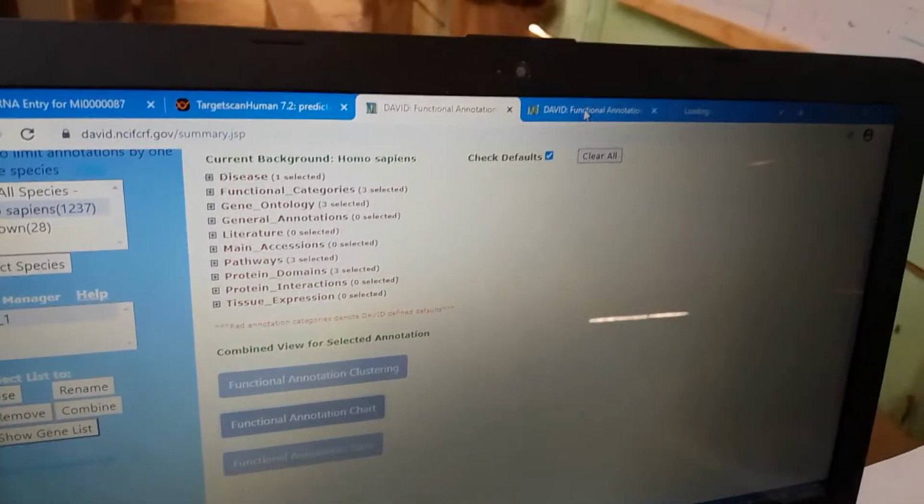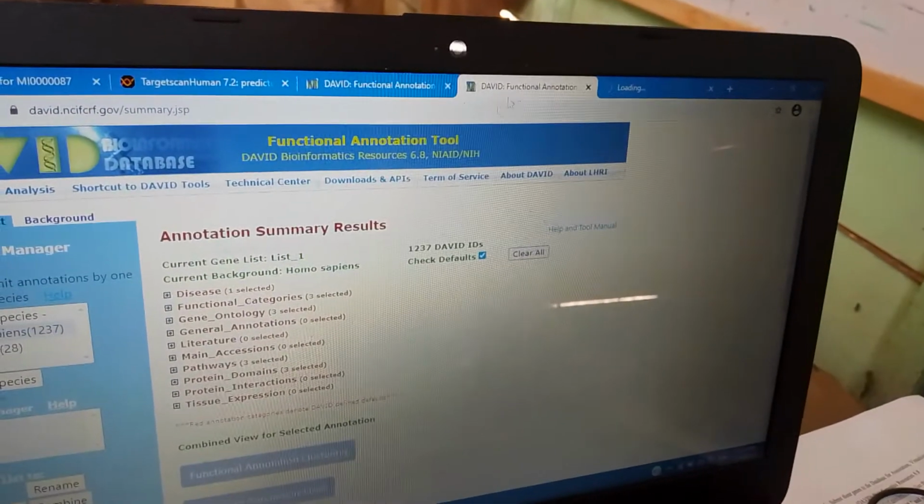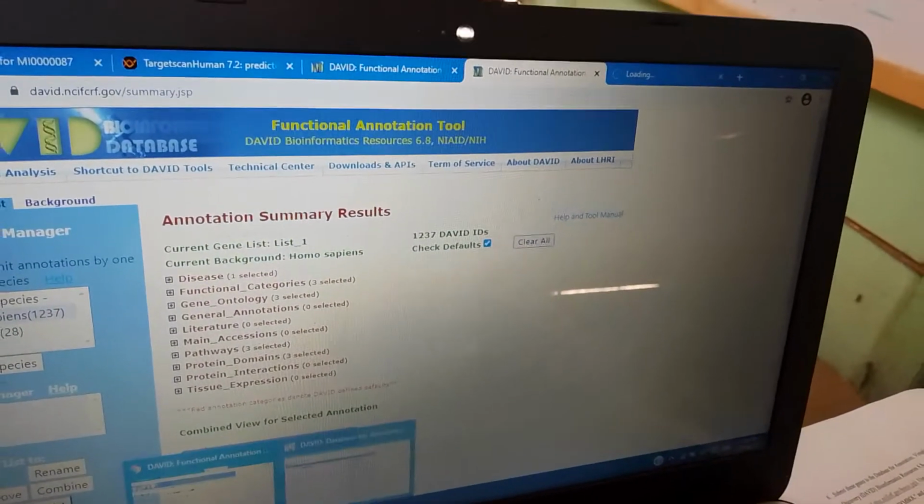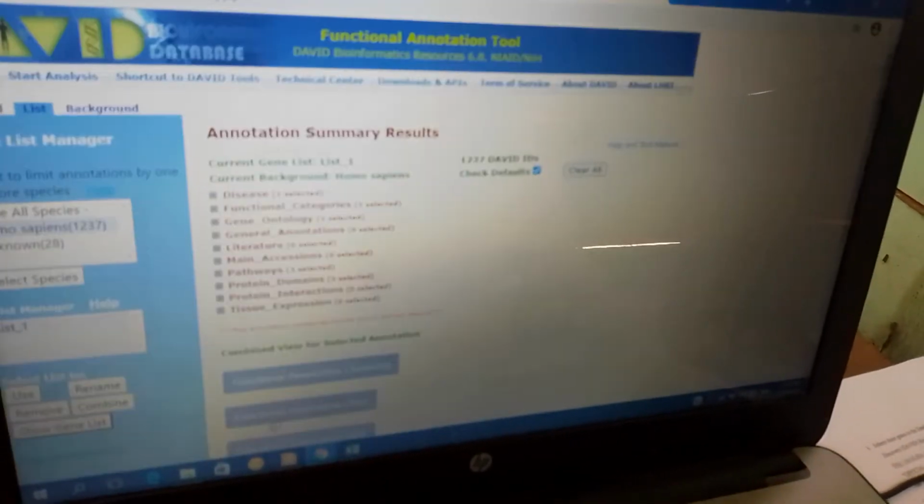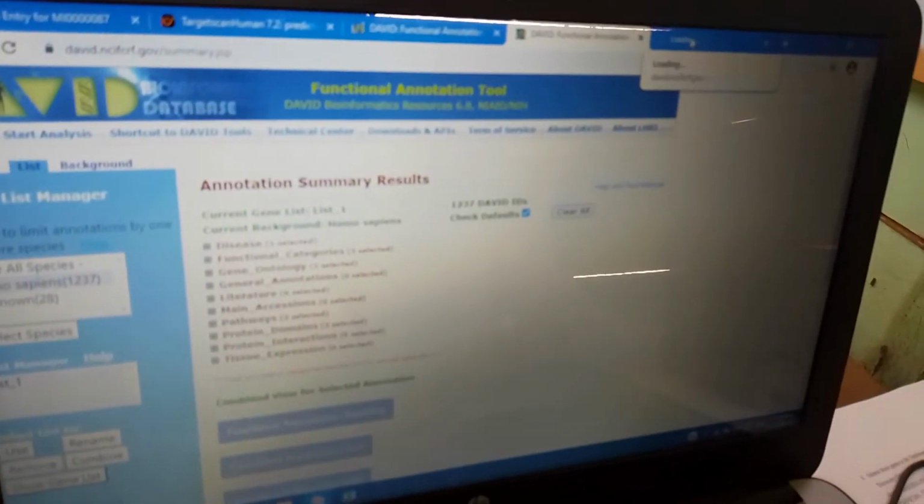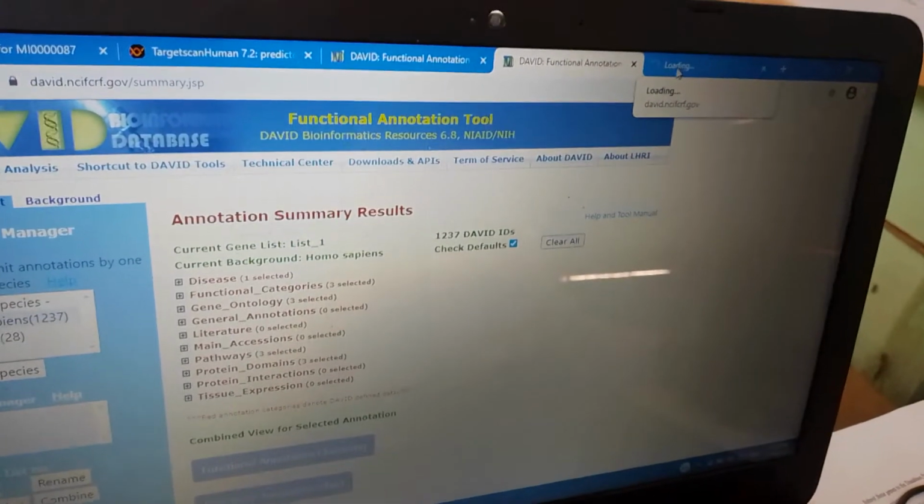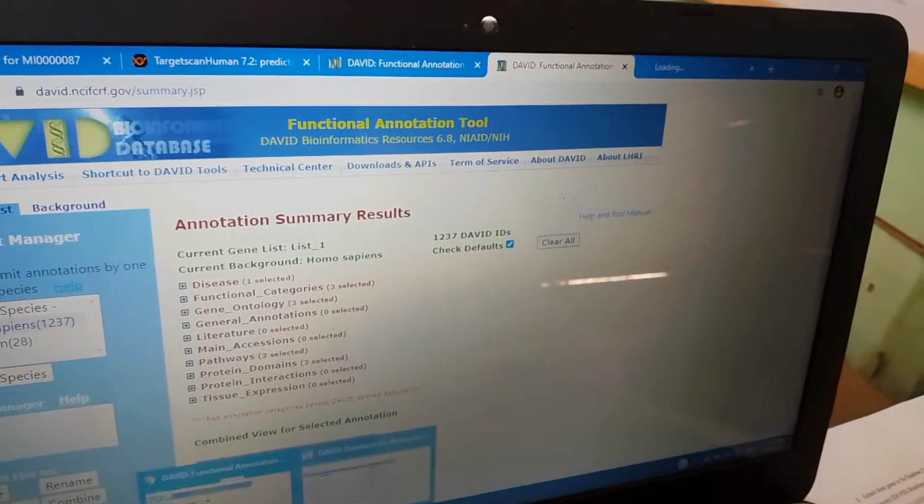Okay, yes, it's still loading. The new tab is still loading. Okay, so let's continue with the other part of the question.